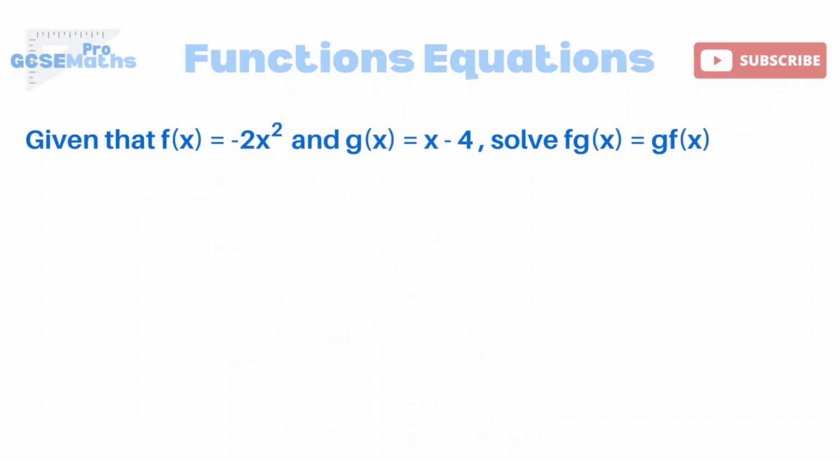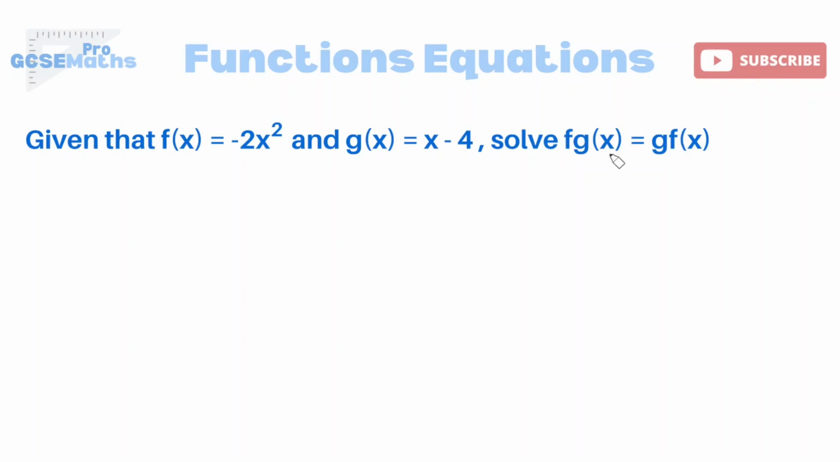Okay, so now we're going a little bit trickier because we're starting to look at our composite functions and how we can create an equation with that. So given that f of x is equal to minus 2x squared and g of x is equal to x minus 4, solve f of g of x is equal to g of f of x. So you can see this is now a bit more complicated. We need to work out the expression for f of g of x and then put it equal to the expression for g of f of x.